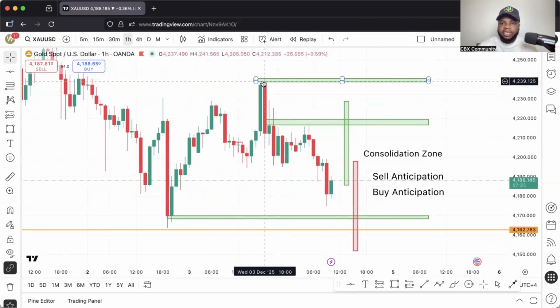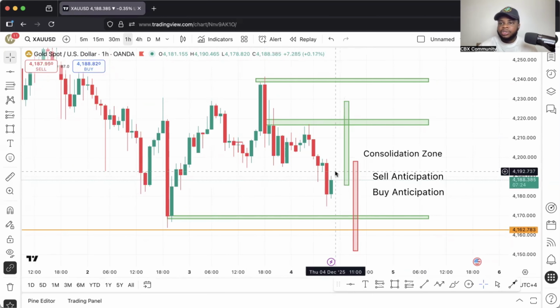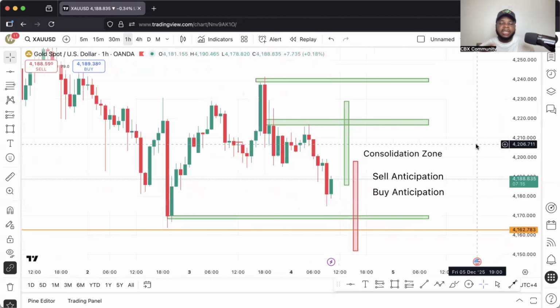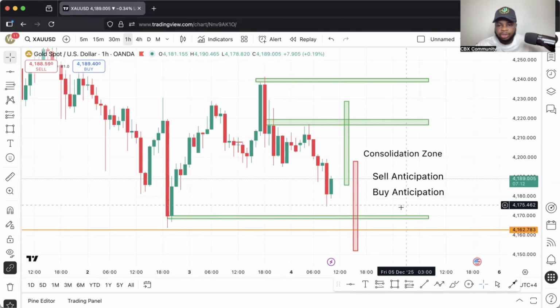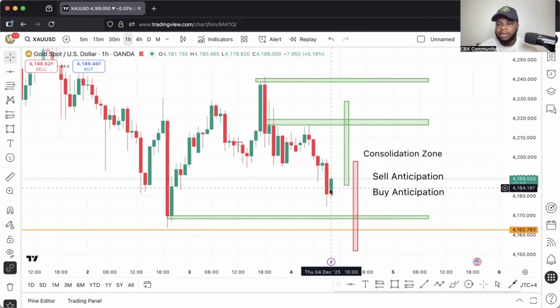So we have a resistance zone over here, and a support zone. But this zone over here, the range is big, 485 pips. So the range is big. But let's look at the 30 minutes so that we'll be able to have a clear view if we need to adjust our support zone, so that we'll have a very small range between our resistance and our support zone. But this 1 hour candle is left with 7 minutes before it will close.